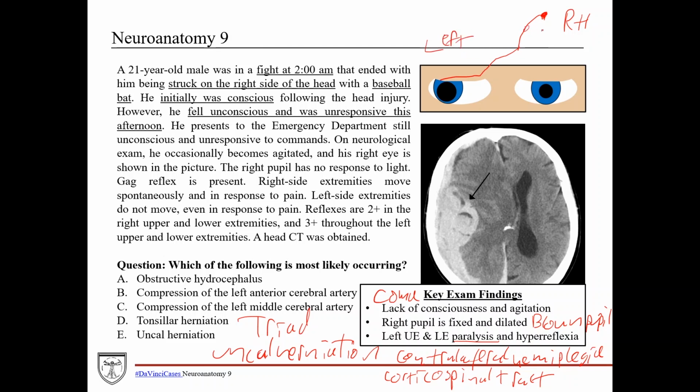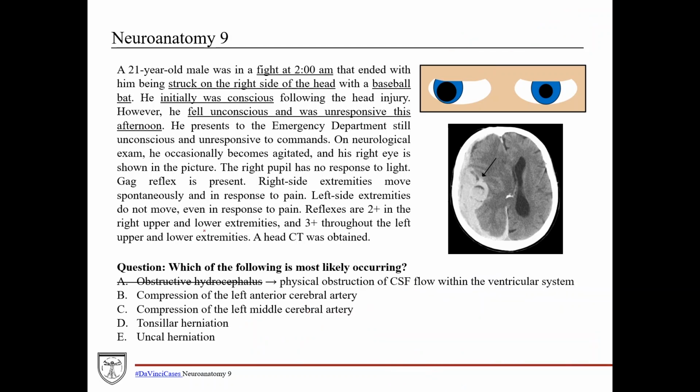So that's why if you have compression here and interrupt these, that can interrupt innervation to the contralateral side, the left side. So that's why you see contralateral hemiplegia. So this is a triad for uncal herniation. All right, so let's go through these answer choices here.